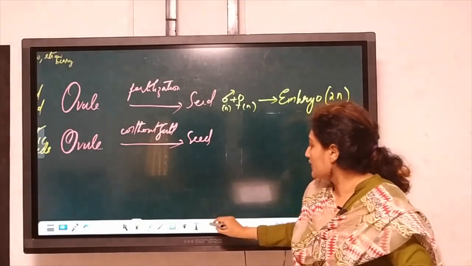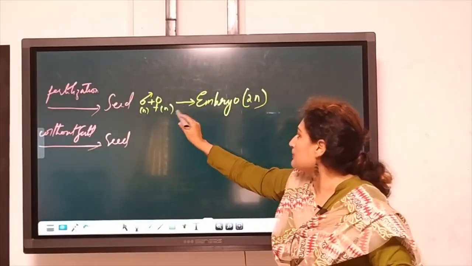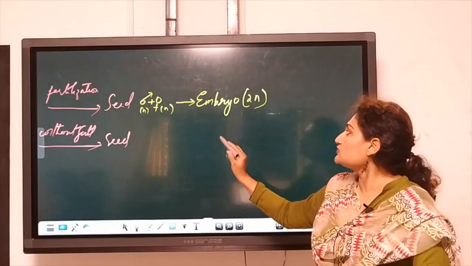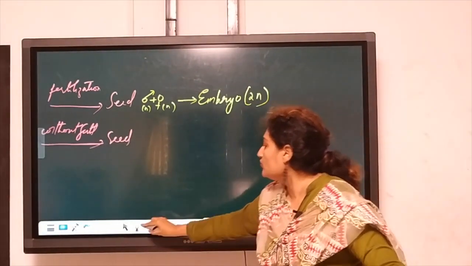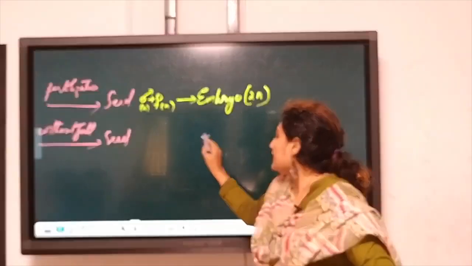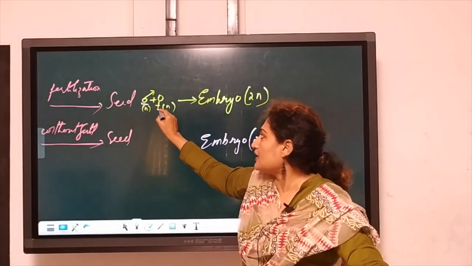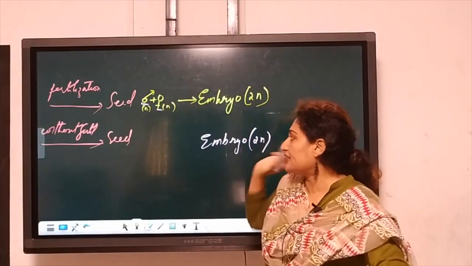Okay, so in the first case, the ovule comprises an embryo which is diploid. The second case also, we are saying the ovule comprises an embryo, again which is diploid. And at the same time we are saying no fertilization is taking place. So let's analyze the situation. Here the male gamete fuses with the female gamete, so n plus n gives 2n.